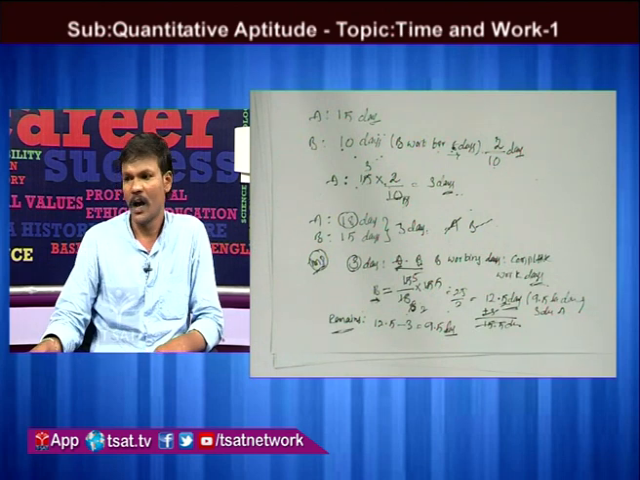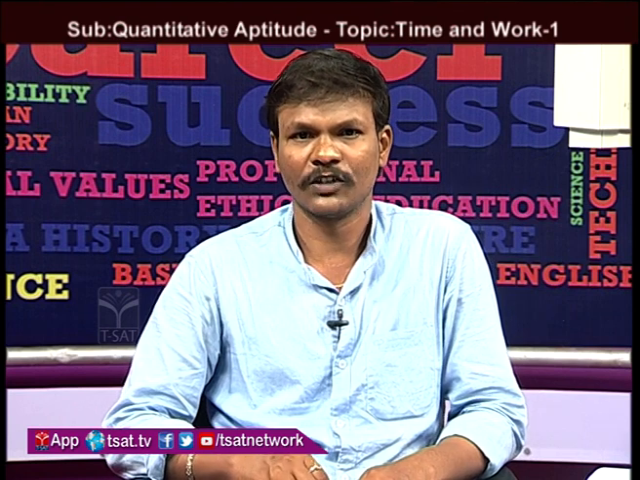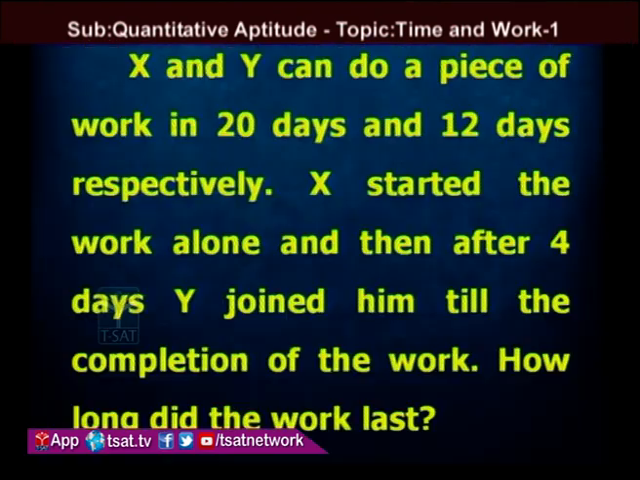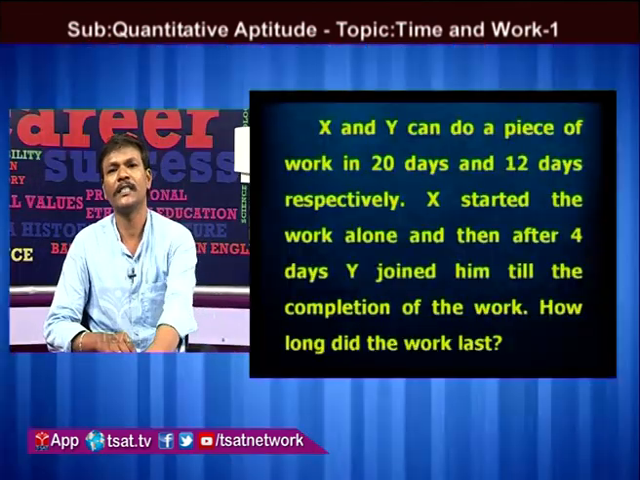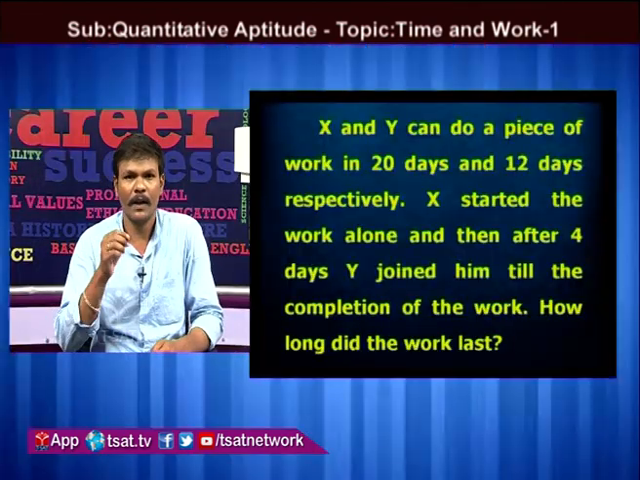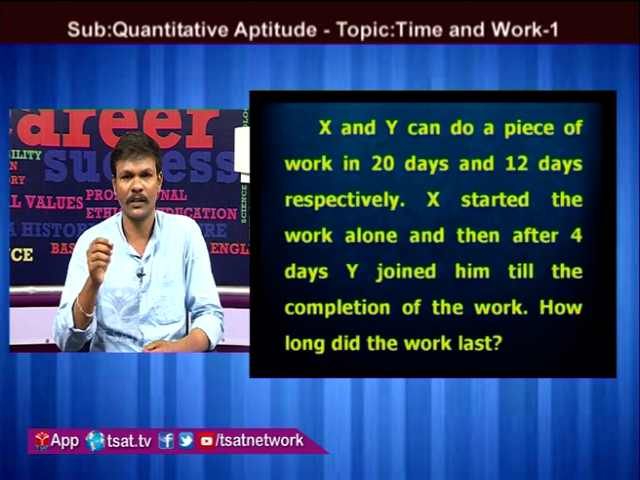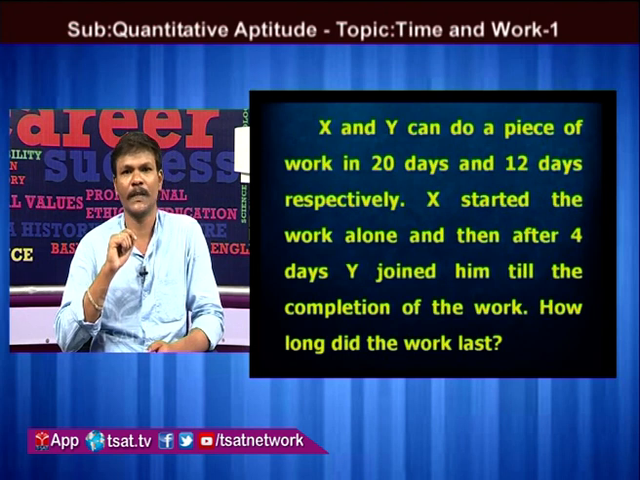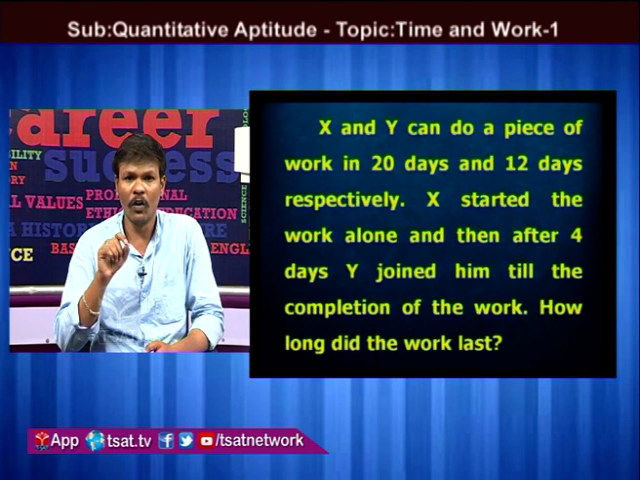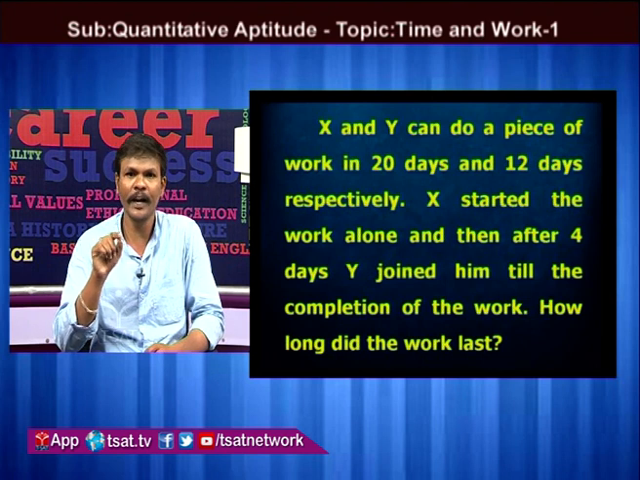Move on to the next question. The next question is, X and Y can do a piece of work in 20 days and 12 days. So, the first statement states that X can complete the work in 20 days, Y can complete the work in 12 days. Next statement, X started the work alone and then after 4 days Y joined him.